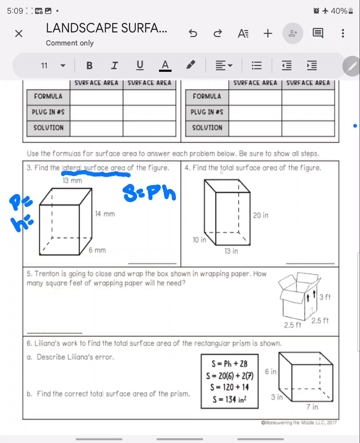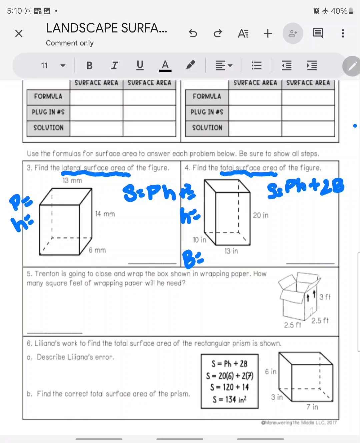And look at the next one. Find the total surface. So on this one, you're going to use this formula over here. So I want to know, what was the perimeter? What was the height? What was capital B? What did you multiply to get the area of the base?